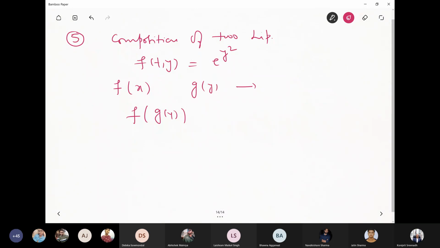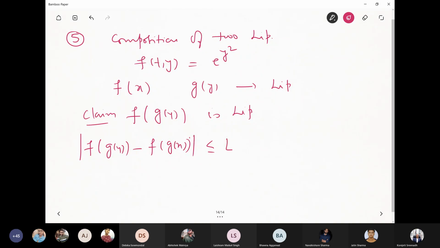So both are Lipschitz. Then we claim that this is also Lipschitz. Why is that? Mod f of g(y) minus f of g(x). Since f is Lipschitz, I will have this, say L1 times mod g(y) minus g(x). Now since g is also Lipschitz, therefore this becomes the required constant so that this composition map becomes Lipschitz.